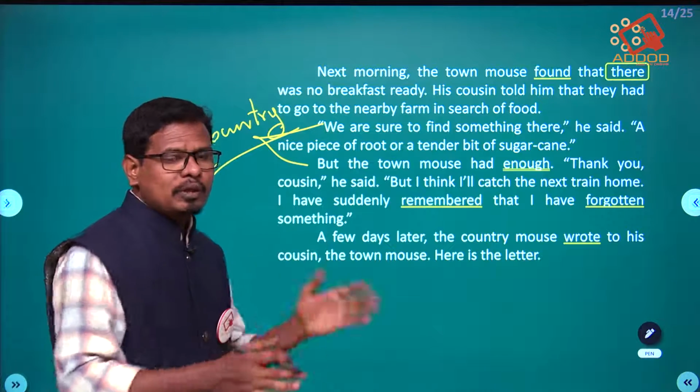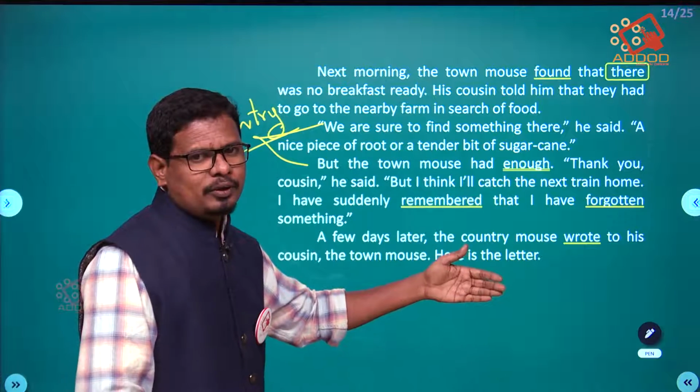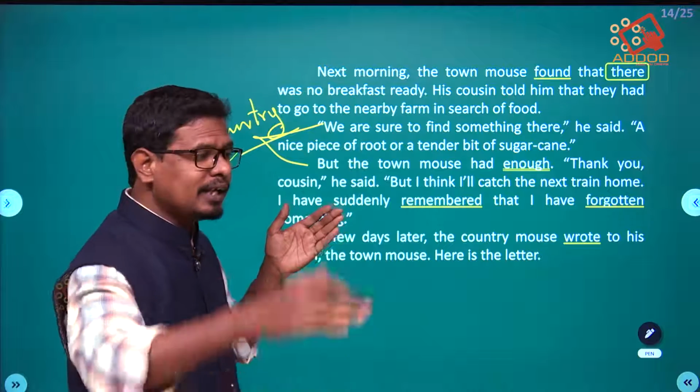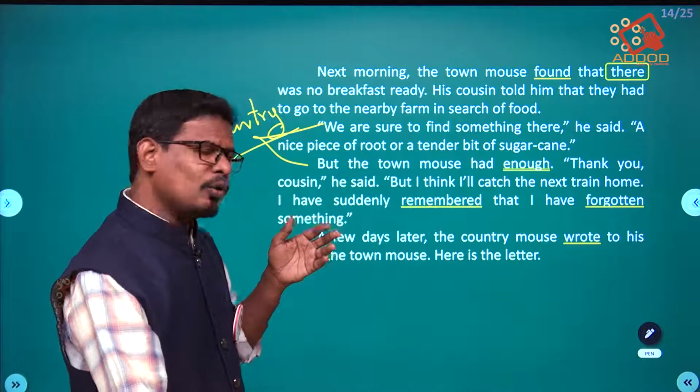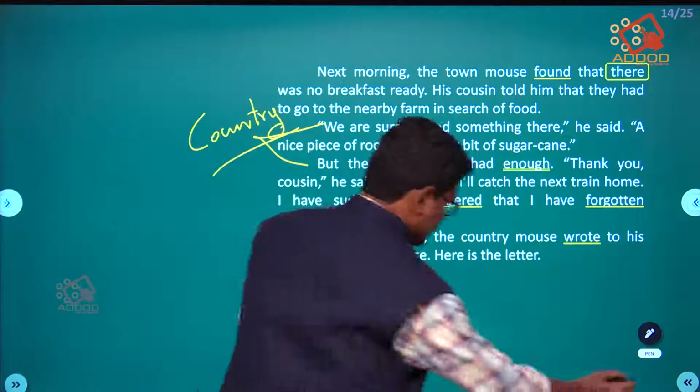Now it is vice versa. The country mouse had written a letter to the town mouse. Previously, the town mouse had written a letter to the country mouse to visit the countryside. Now the country mouse wrote a letter to the town mouse to visit the town. Let us see.